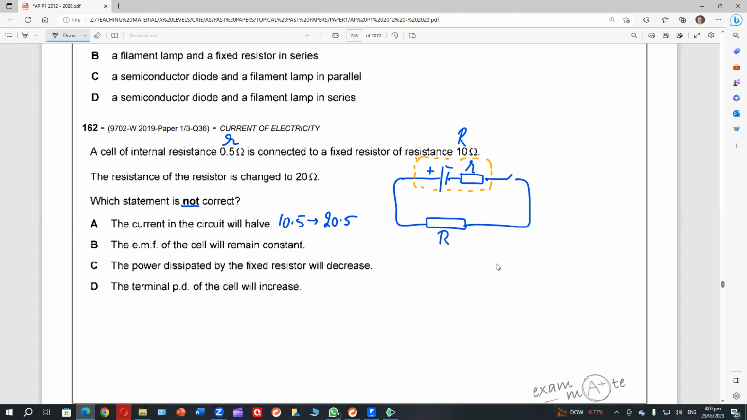The EMF of the cell will remain constant. I'm double checking it, otherwise A should be the answer. The EMF is the maximum, the total output of a cell, so it is actually correct. The power dissipated by the fixed resistor will decrease. Power is equal to I squared R, so when you are increasing the resistance, power will decrease. This is correct.